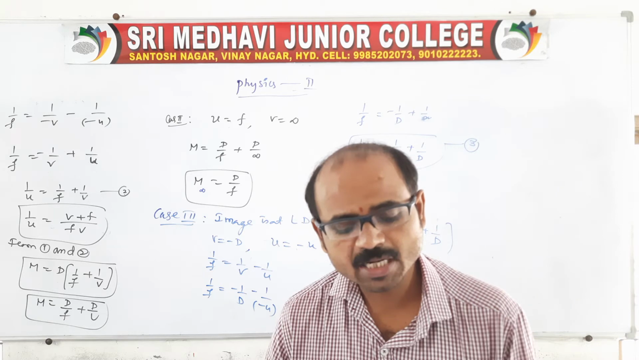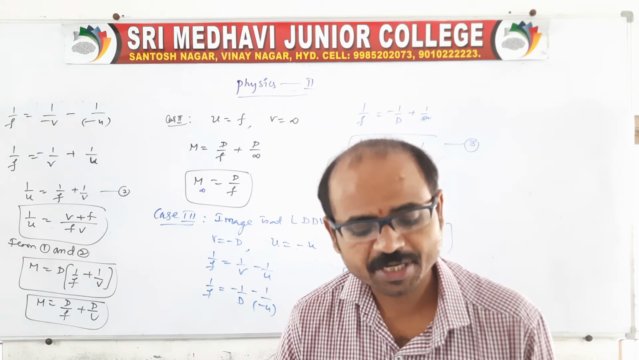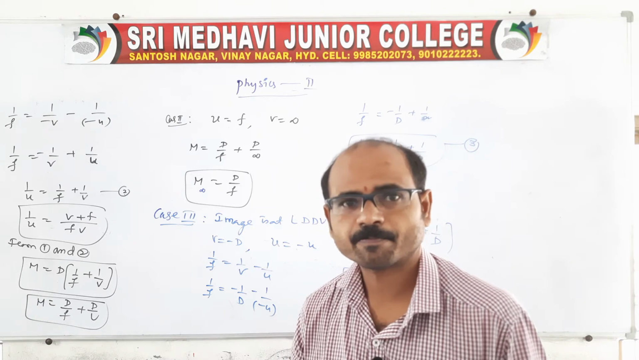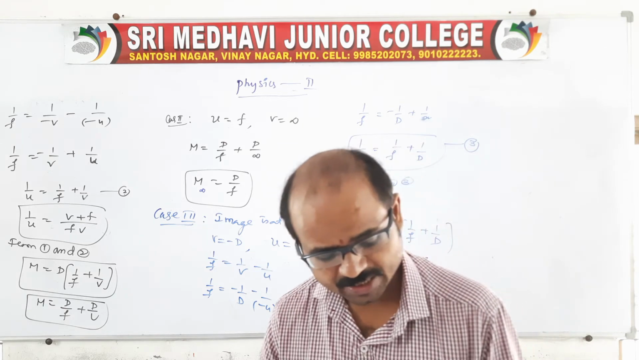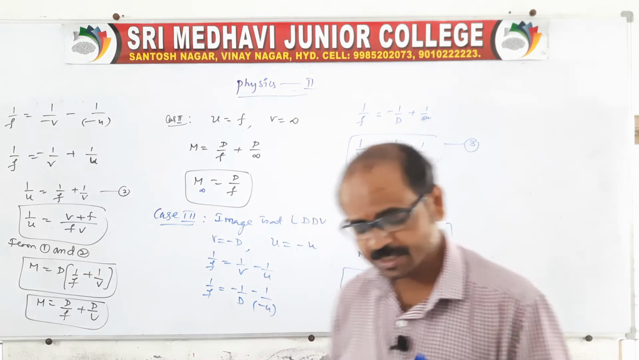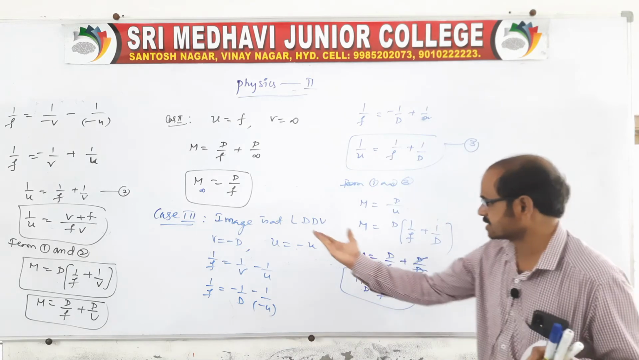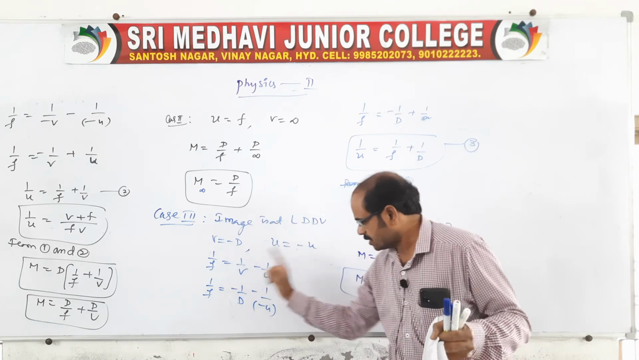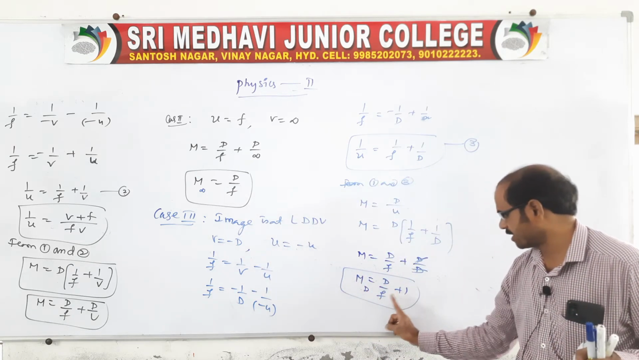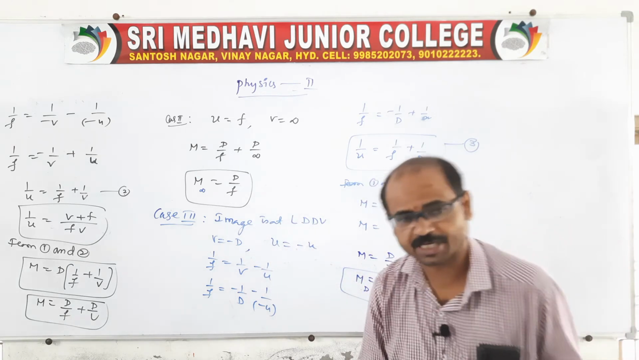With a neat labeled diagram, explain the formation of image in a simple microscope. This is the question. When the object is placed so that the image is at the least distance of distinct vision, MD is equal to D by F plus 1. That is for the 9th question.